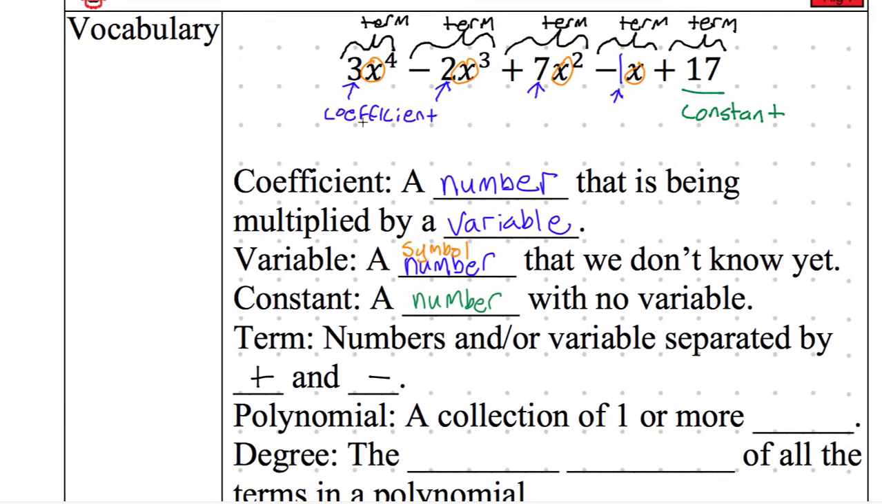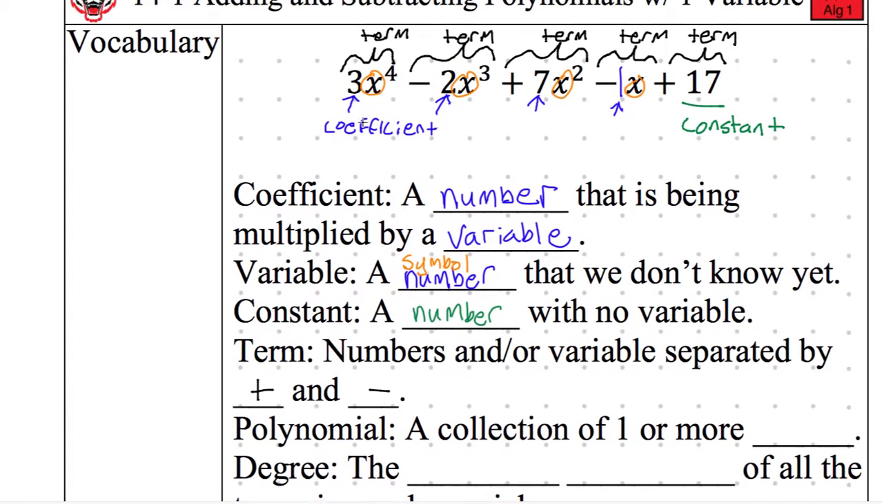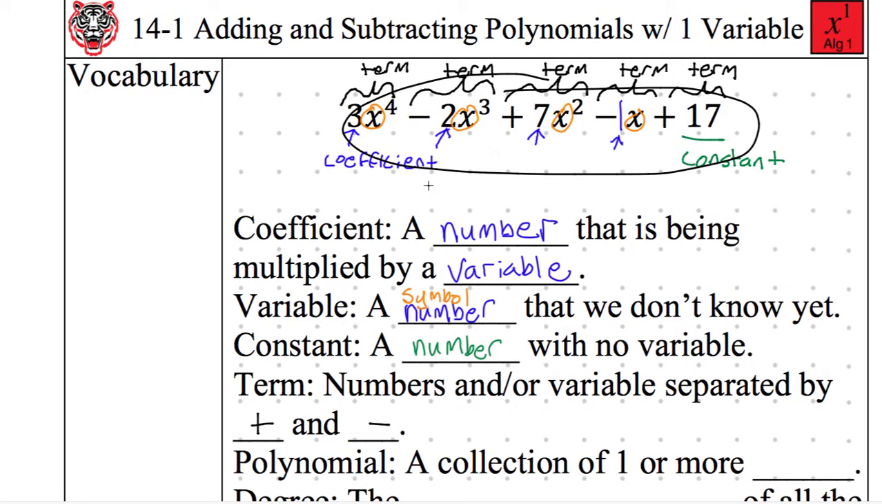All right. And now let's finally define a polynomial. I told you that this whole thing was a polynomial. Why? What is the definition of a polynomial?